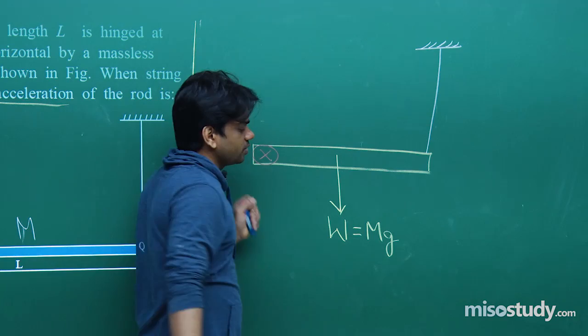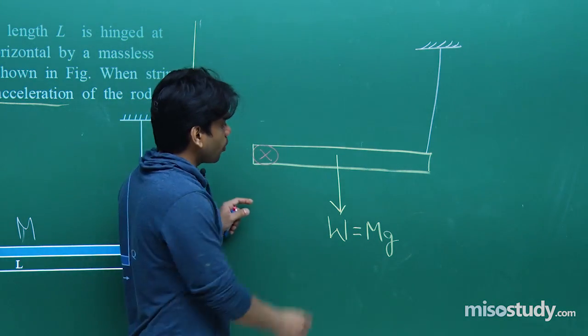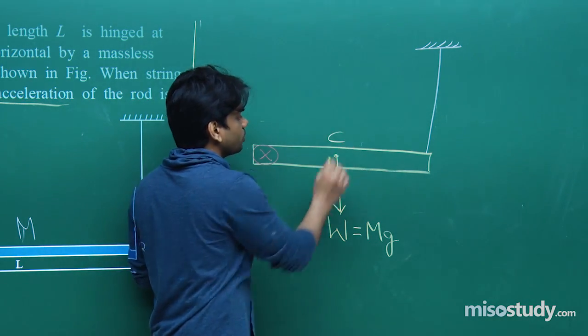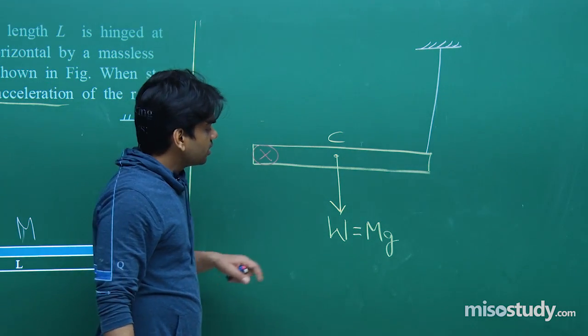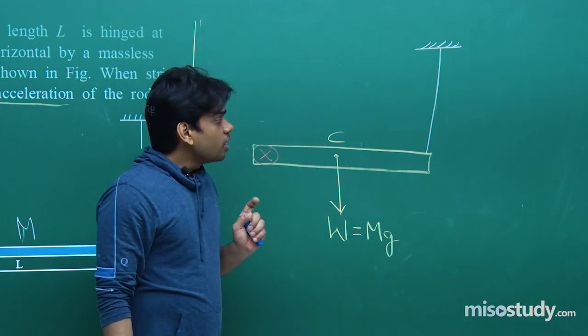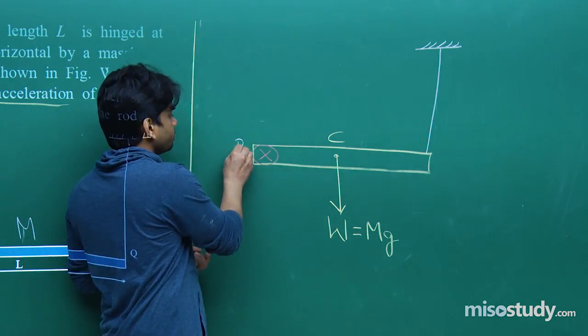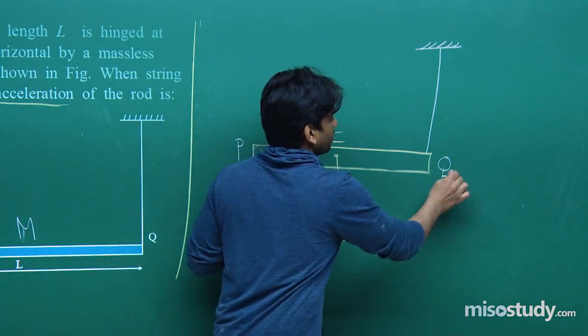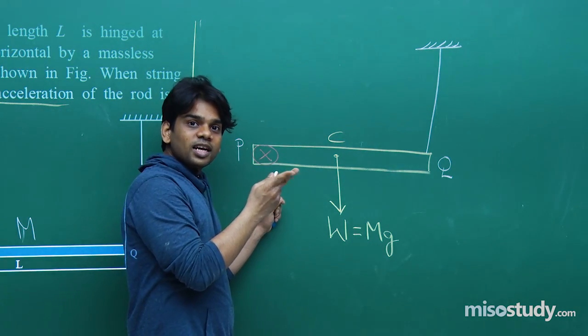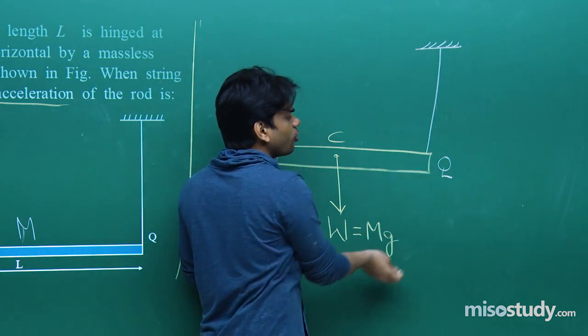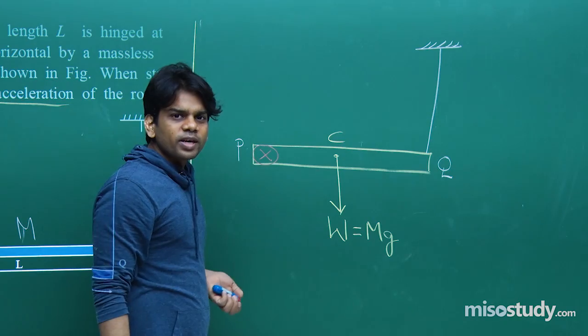W is equal to mg. This is the point where the weight will be acting. Let's say this is the center of mass, that is C. This will be the first thing. Now, what you are doing actually, for rod PQ, you are going and cutting the string. When you cut the string, it will be freely falling down. That is what we can see.